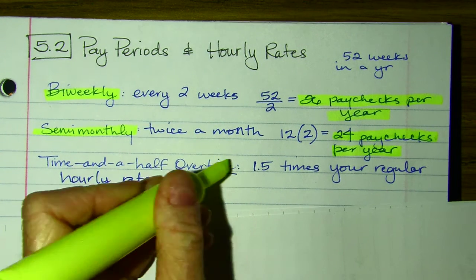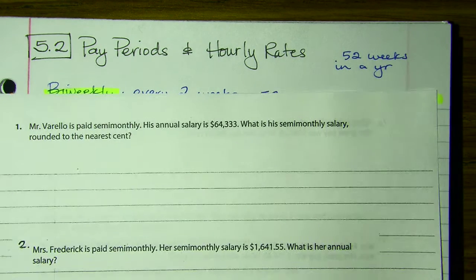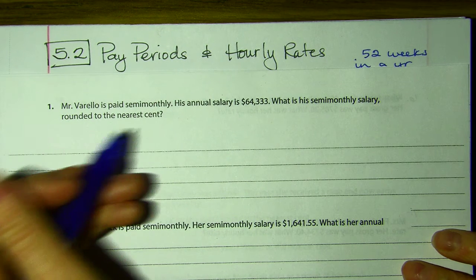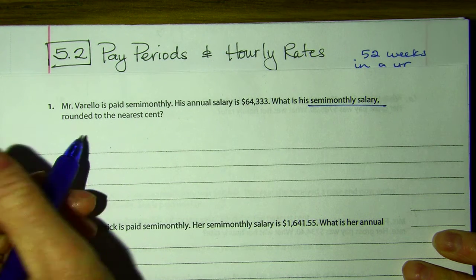Okay, so we're going to jump in. The examples aren't hard, but I tried to pick ones that looked like your homework. So number 1, Mr. Varillo is paid semi-monthly. His annual salary is $64,333. What is his semi-monthly salary?